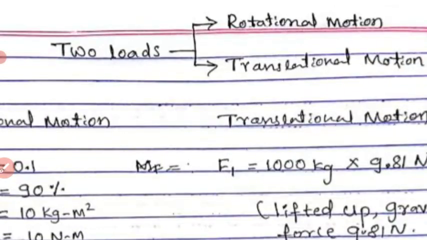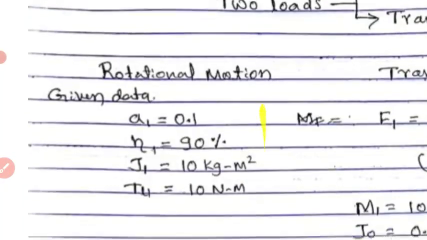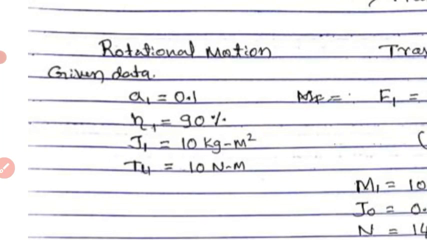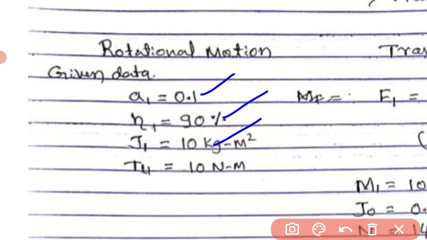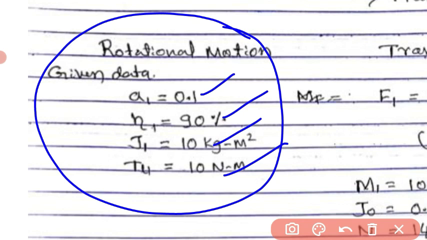Given data: two loads, one with rotational motion and another with translational motion. In rotational motion, the given data are A1, the gear reduction, 0.1, efficiency 90%, moment of inertia 10 kg meter square, and load torque 10 Newton meter. These are related to the rotational motion.